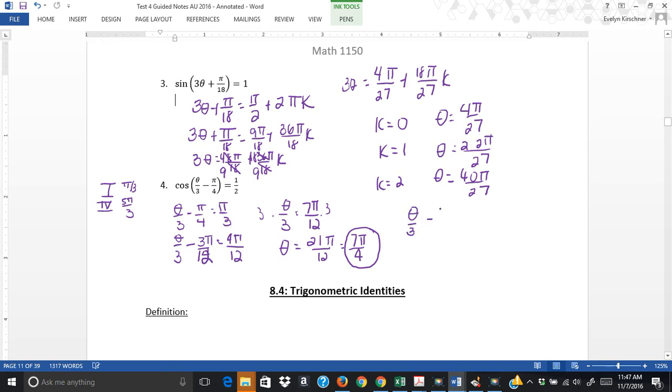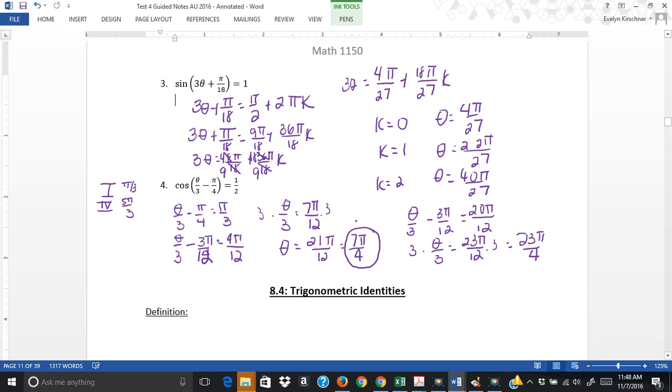So the other time is 5 pi over 3, so I need theta over 3 minus, I'm just going to write it as 3 pi over 12 equals, and this would be 20 pi over 12. So I add, I have theta over 3 is 23 pi over 12, and if I multiply by 3 both sides, I get 23 pi over 4.